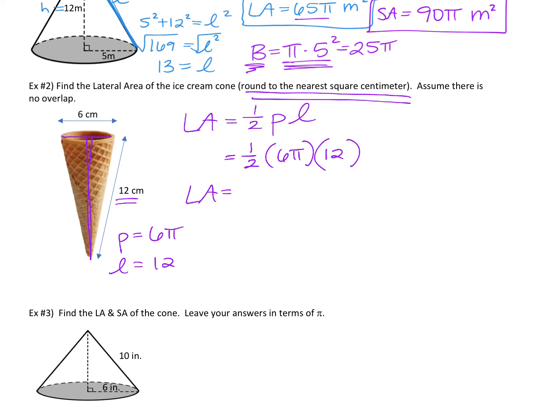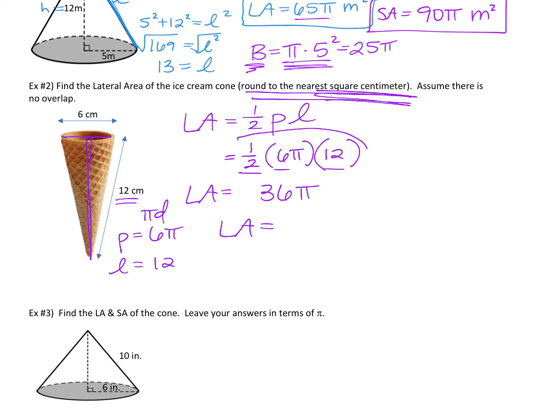Why did you add pi to the 6? Pi times the diameter is the perimeter of the base, right? This is pi d. So 1/2 times 6 times 12. So that would be 36 times pi. But then this says not in terms of pi. This says nearest square centimeter. So plug 36 pi in.